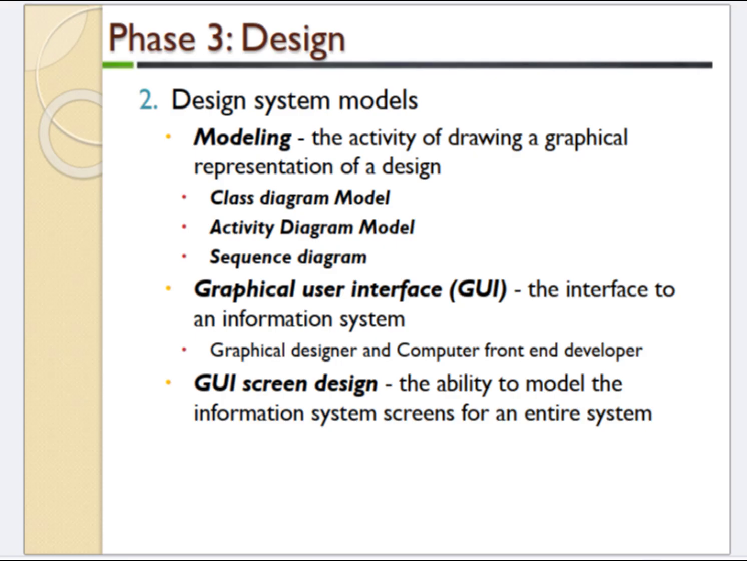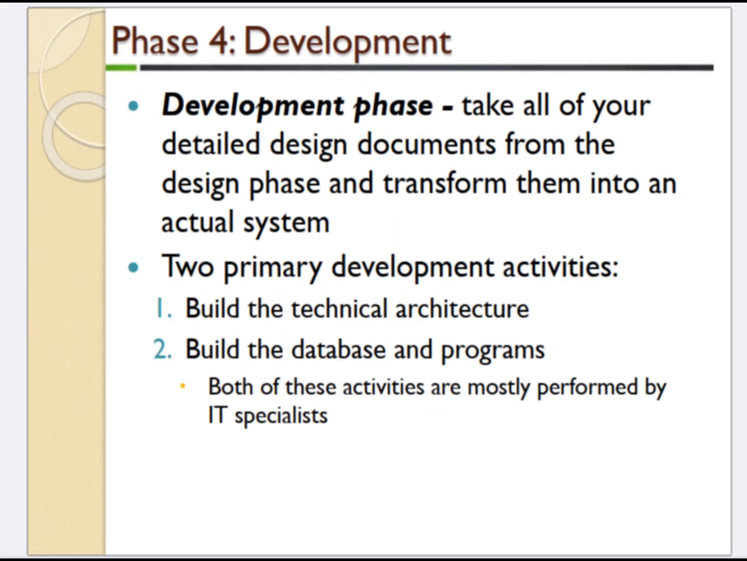2. Phase 3. Design. Design system models. Modeling: the activity of drawing a graphical representation of a design. Class diagram. Model activity diagram. Model sequence diagram. Graphical user interface, GUI: the interface to an information system. Graphical designer and computer front-end developer. GUI screen design: the ability to model the information system screens for an entire system. Phase 4. Development. Development phase.